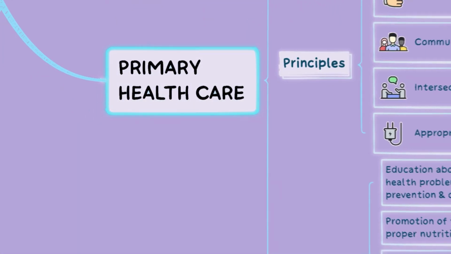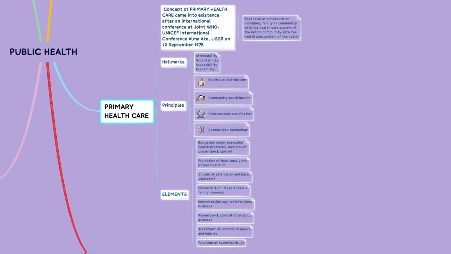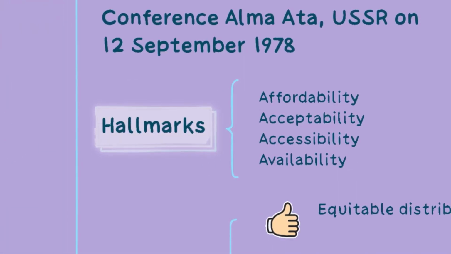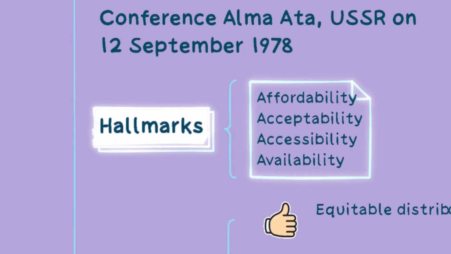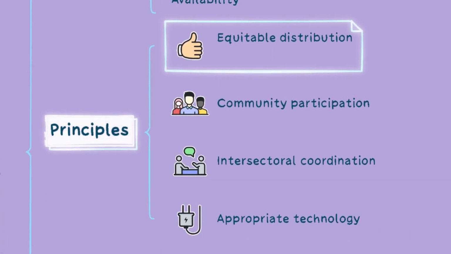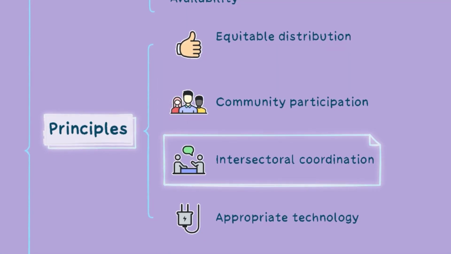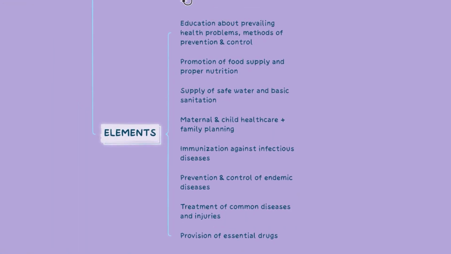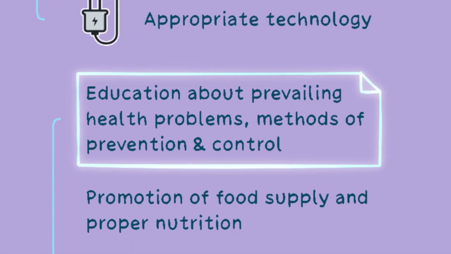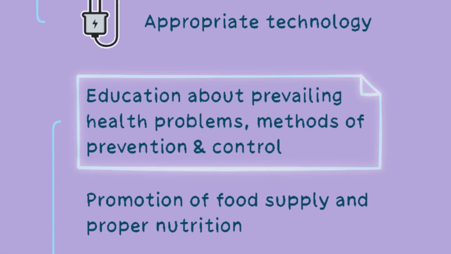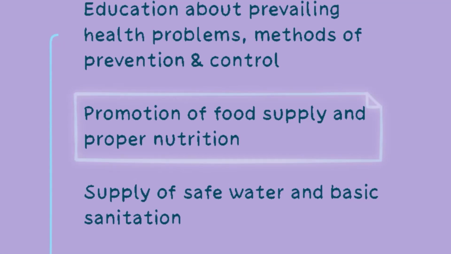Primary healthcare is a comprehensive approach to healthcare that focuses on providing essential health services to individuals and communities. It is based on the principles of equity, community participation, intersectoral coordination, and the use of appropriate technology. PHC aims to ensure that essential healthcare is accessible, affordable, acceptable, and available to all individuals and communities. The hallmarks of primary healthcare are affordability, acceptability, accessibility, and availability. And its principles include equitable distribution, community participation, intersectoral coordination, and appropriate technology.